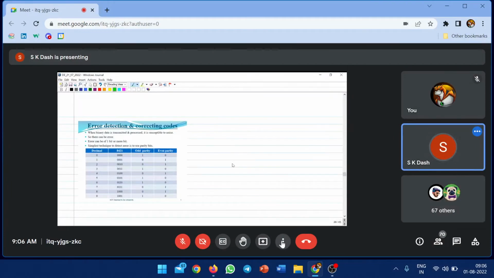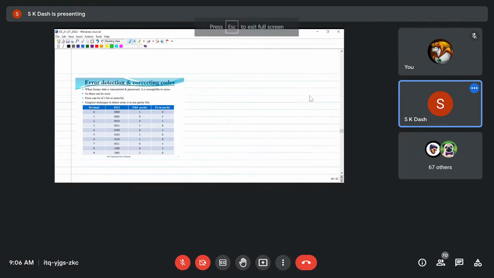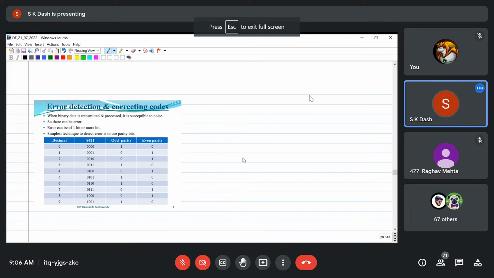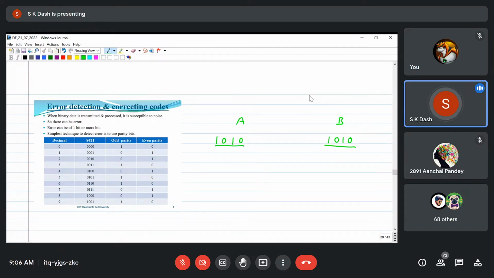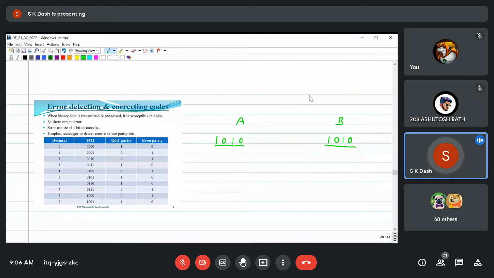We started error detection and correcting codes. So again, let us revise those things. Now suppose we are in place A. I'm sending some binary data from place A to, suppose, place B. Suppose I'm sending 1010. The person at place B doesn't know what I'm sending. Suppose the message received is 1010. If I look at both of these data, I can say that the correct message is received in place B.